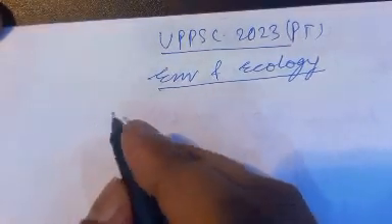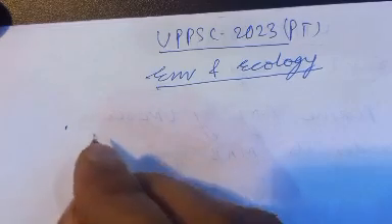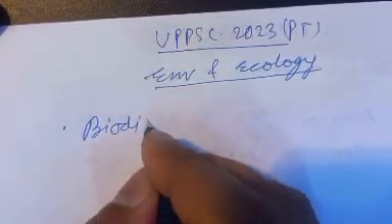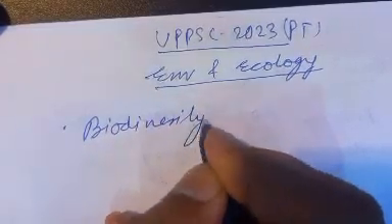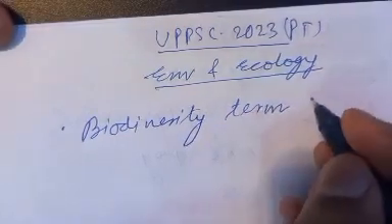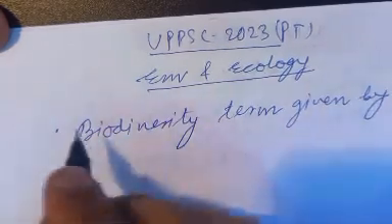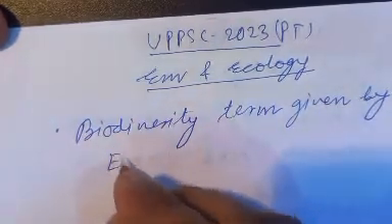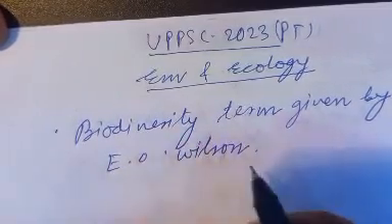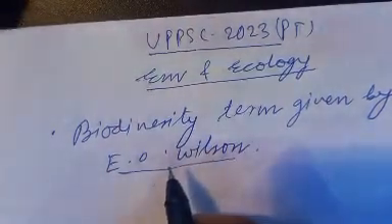Let's talk about a few important aspects of environment and ecology. Biodiversity. This term was given by E.O. Wilson. E.O. Wilson has coined this term, biodiversity.